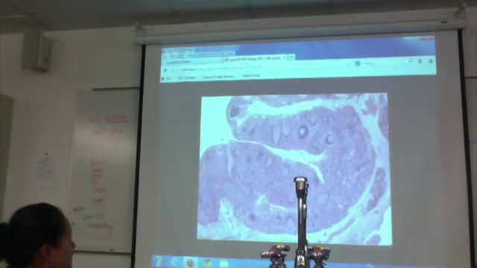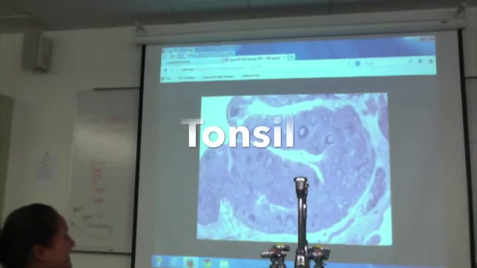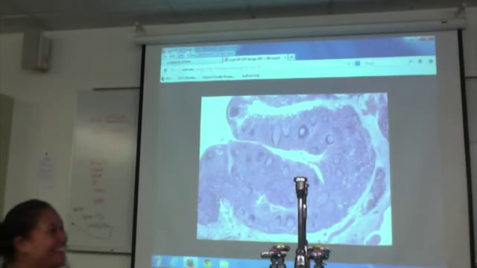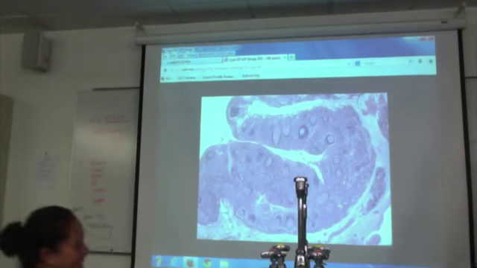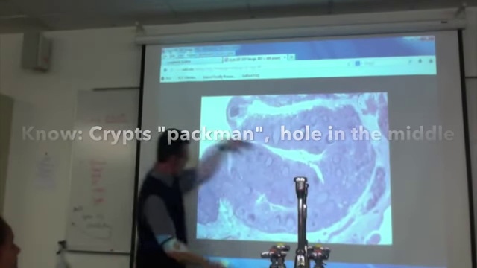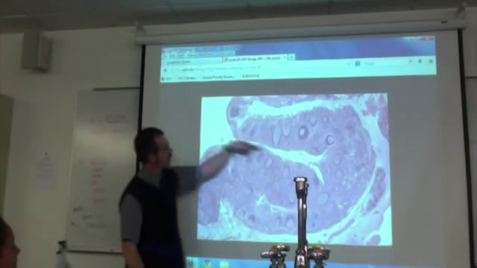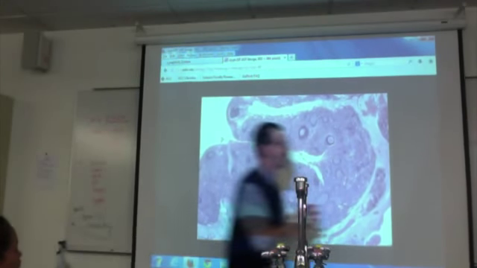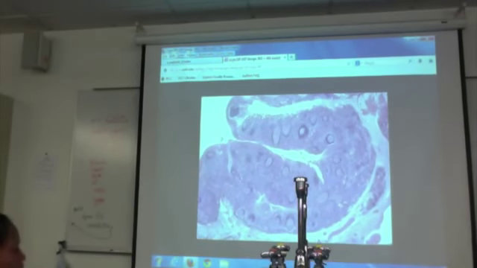All right, let's try this one. It's a tonsil. How would you know? Here's our crypt. It's Pacman. So Pacman, taco thing, a little lip usually on them. Crypt, but again, I have a ring of a lymph node with a hole in the middle.